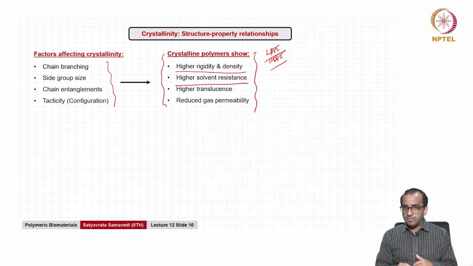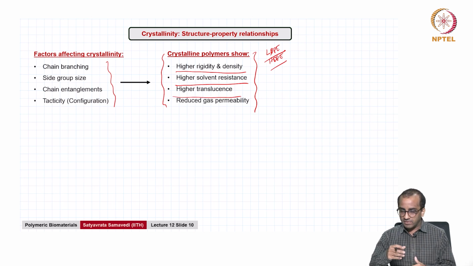Crystalline polymers, as we will see later when we look at solvent effects later in this theme, have higher solvent resistance. They have higher translucence, which we have already seen, because of the higher density. They interact with light differently, scattering it better compared to the amorphous regions, and they have reduced gas permeability. So, now maybe you can revisit the question we asked earlier about whether you would want a highly crystalline polymer for a contact lens application, and these properties should clearly show you that that is not a favorable microstructure at all. You do not want a crystalline polymer for a contact lens application.